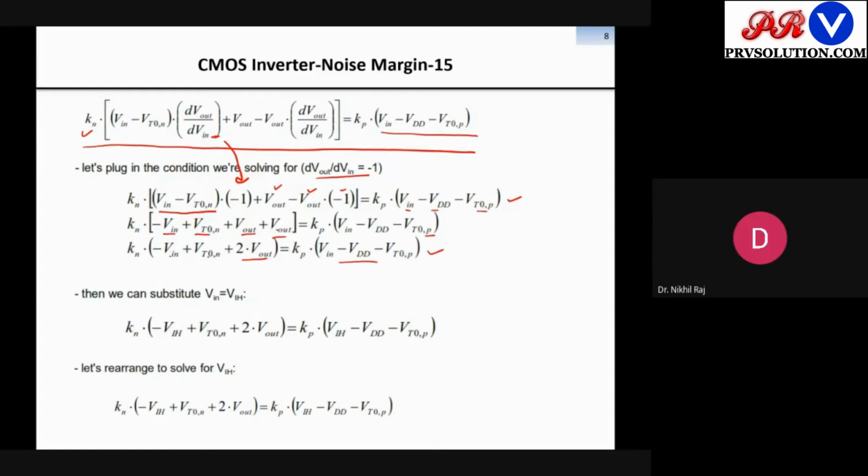Now we know at this particular point, when my slope is minus 1 and we are finding VIH, we can substitute V in equals VIH. So in place of V in, VIH is introduced. So it will be Kn, in place of V in your VIH will come, Vt naught as it is, 2 Vt naught, and then again in place of V in, VIH will be introduced, and other things will remain as they are. Then rearranging in the form of VIH.